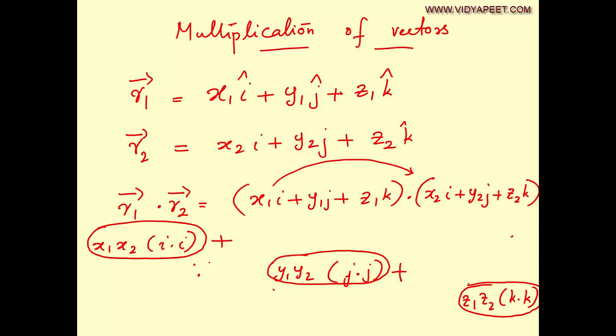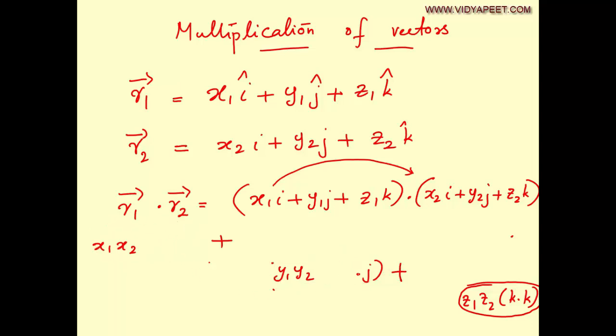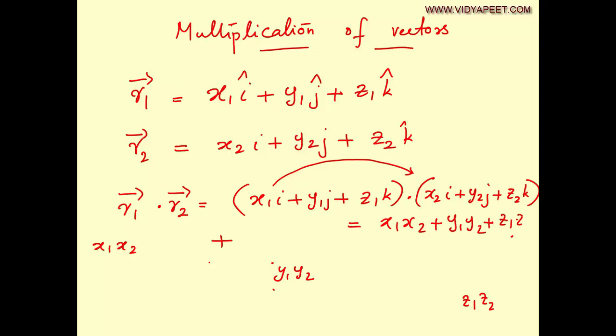But you know that i dot i is equal to 1. So I can write this as 1. So what I simply get will be only these terms. So the problem has become much simpler: r1 dot r2 will be nothing but x1 x2 plus y1 y2 plus z1 z2. So it's a scalar which will be a number.